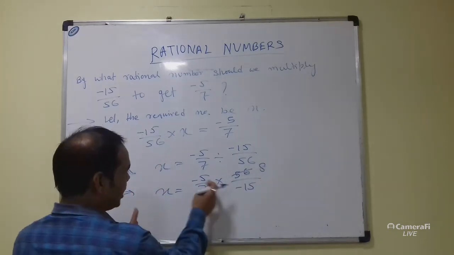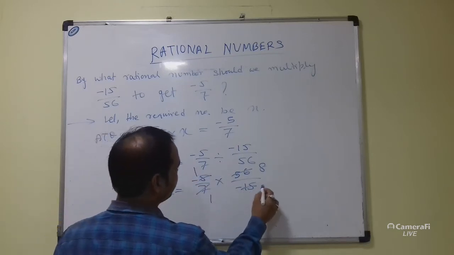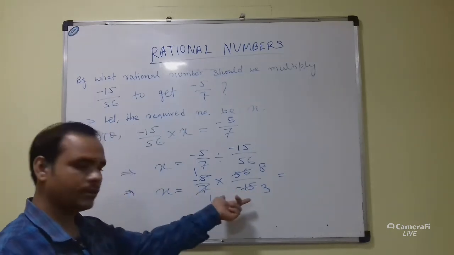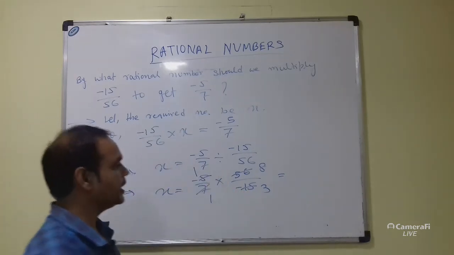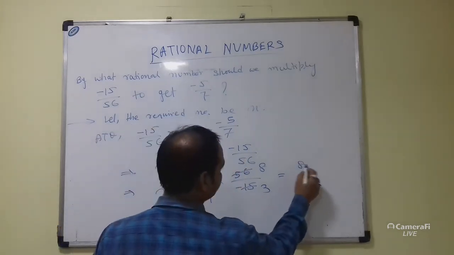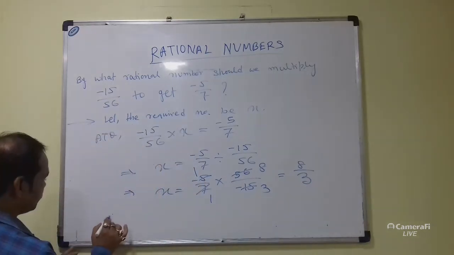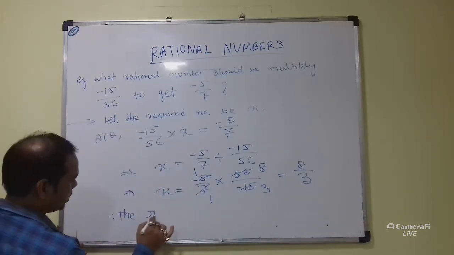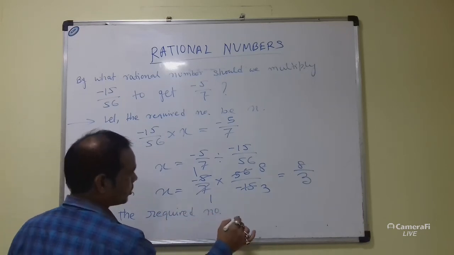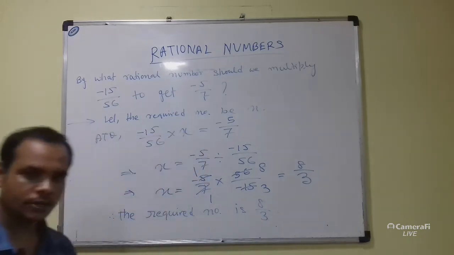Again we can divide 5 and 15 by 5. So 5 divided by 5 is 1 and 15 divided by 5 is 3. So here both the rational numbers are negative, so negative multiply negative is positive, and numerator is 8 multiply 1 is 8 and 3 multiply 1 is 3. Therefore the required number is 8 by 3. I hope you understood.